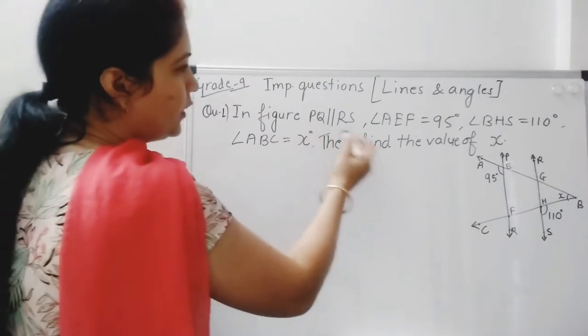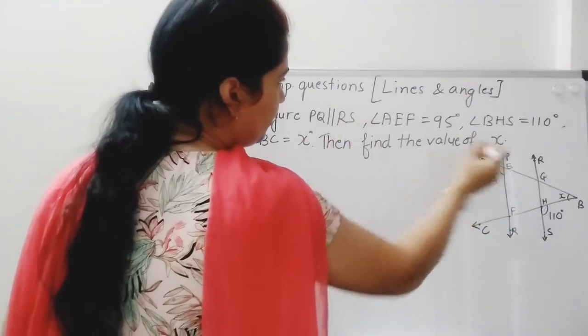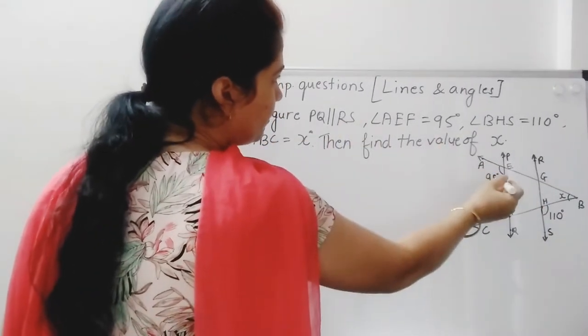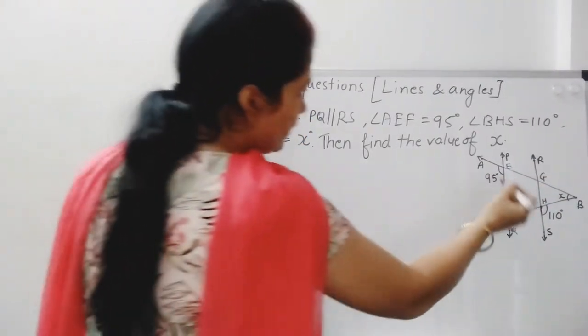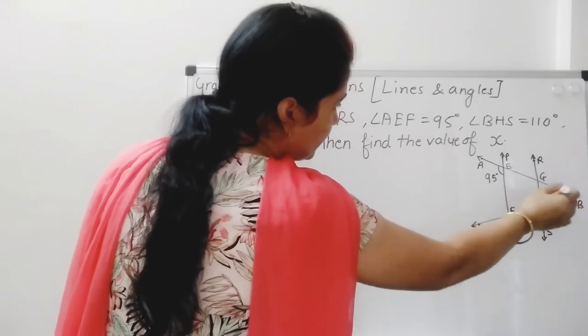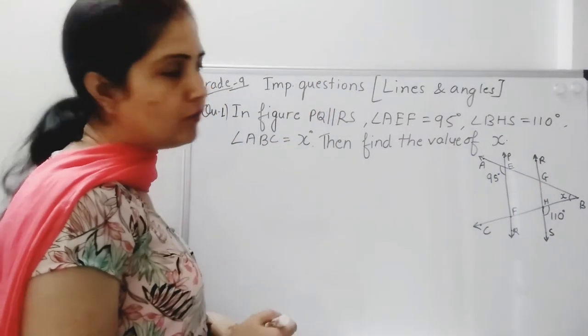So here in the figure, PQ is parallel to RS, and angle AEF is 95 degrees. Angle BHS is equal to 110 degrees. Angle ABC or GBH, both are the same, they are x degrees, and we have to find out the value of x.